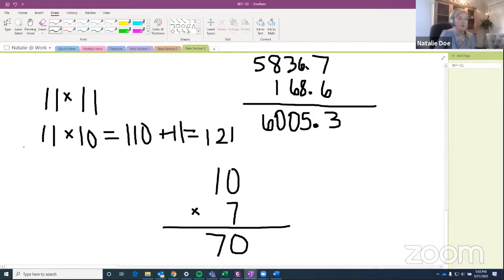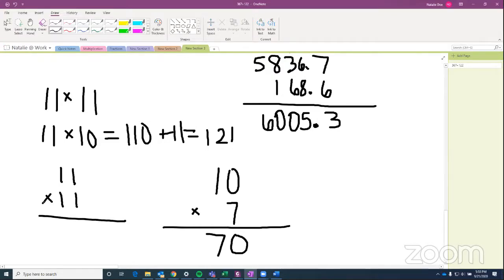So if you ever don't know, you can always do one that you do know and then figure out how many more you need to add to it. So that's kind of a little trick to help get you there. But you can also do it up here to check.